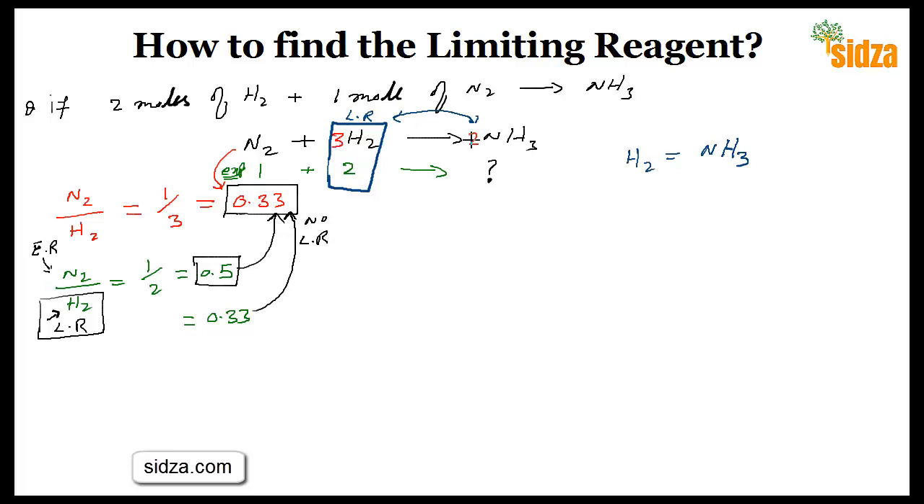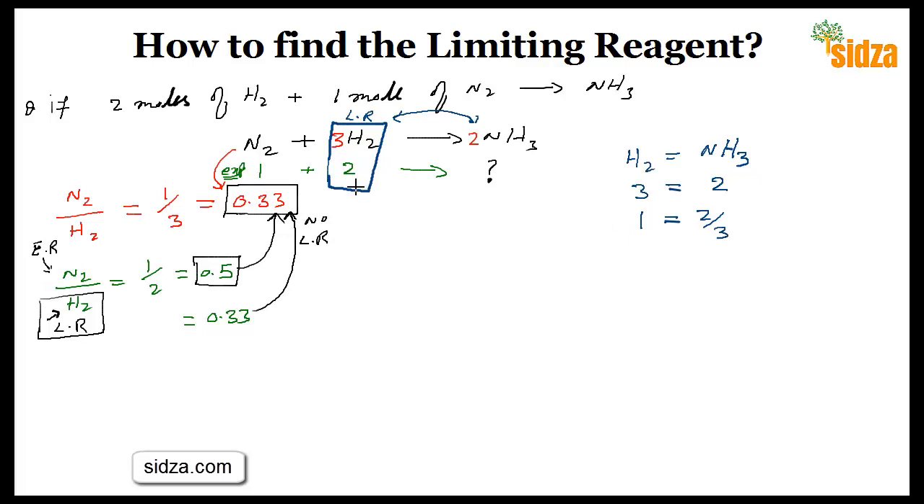If you look at the balanced equation, the limiting reagent here is hydrogen and the product here is ammonia. The balanced equation says that basically you need 3 moles of hydrogen to get 2 moles of ammonia, isn't it? 3 moles of hydrogen you need to get 2 moles of ammonia. So therefore 1 mole of hydrogen will produce how many moles of ammonia? Yes, 2 by 3. So 2 by 3 moles of ammonia.